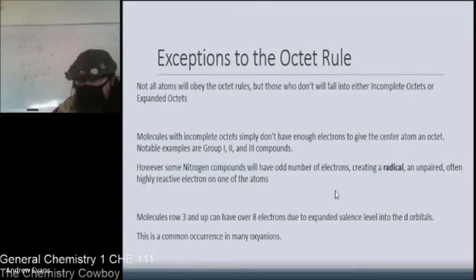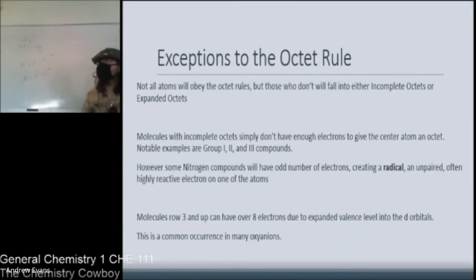Now, the expanded octet is a class of compounds that, taking into account our electron orbital theory, are atoms that have access to an empty d orbital. Remember, we do not want to put electrons into the next principal energy level, which is why we stopped at the octet. We filled up the p and we stopped.